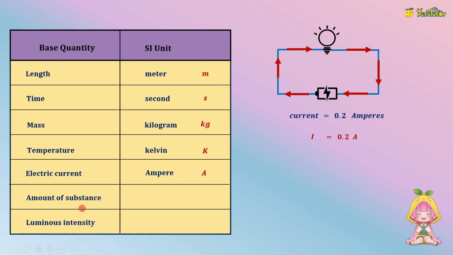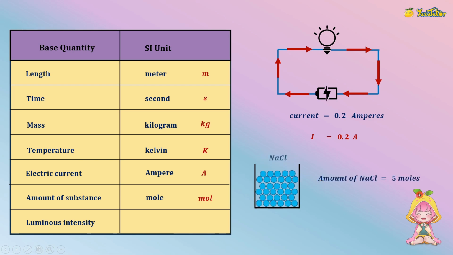The next quantity is amount of substance with the SI unit mole, symbol mol. For example, this container contains 5 moles of sodium chloride. Since n represents amount of substance, we can write n equals 5 mol. And the last quantity is luminous intensity, and its SI unit is candela, symbol cd.